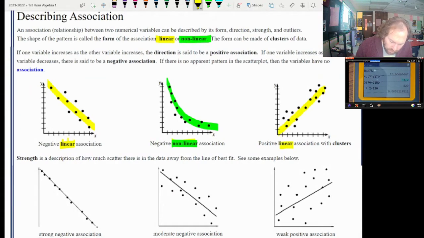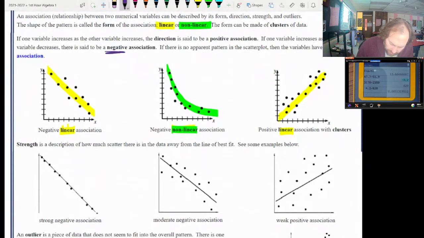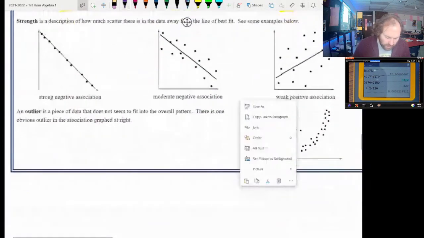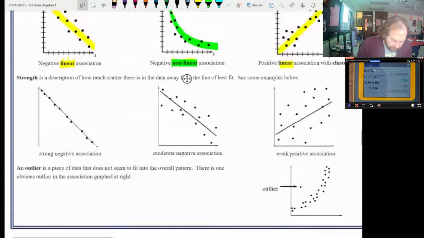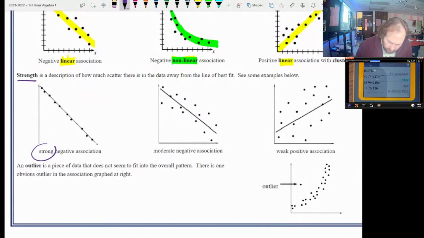Now, another word that we're looking at, you've seen it already here, is negative or positive. Negative is going down, positive is going up. And then finally, you've got strength, which has three words you can choose from: strong, moderate, or weak. And you can see the difference here.